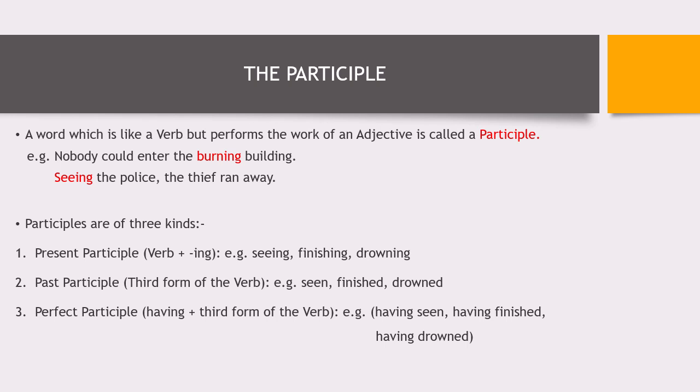1. Present participle: verb plus ing. For example, seeing, finishing, drowning. 2. Past participle: 3rd form of the verb. For example, seen, finished, drowned. 3. Perfect participle: having plus 3rd form of the verb. For example, having seen, having finished, having drowned.